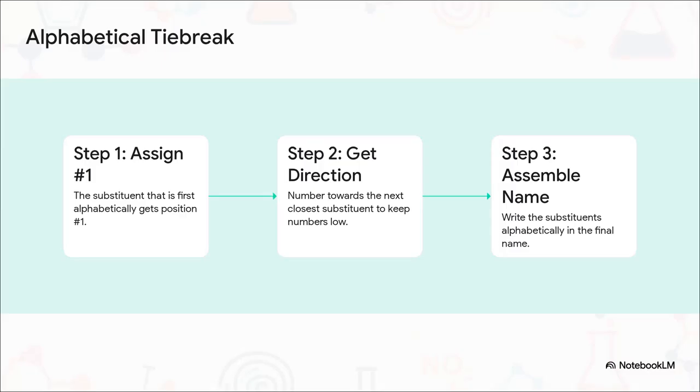But what happens if you get a tie? What if numbering clockwise and counterclockwise gives you the exact same set of numbers? Well, that's when the alphabet steps in to be the tiebreaker. The group that comes first alphabetically gets carbon number 1. It's that simple. So here we have chloro and nitro. C comes before N, so the chlorine's carbon gets the number 1 spot. From there, we number towards the next closest group to keep all the numbers low. Then, for the grand finale, when we actually write out the name, we list the groups alphabetically.